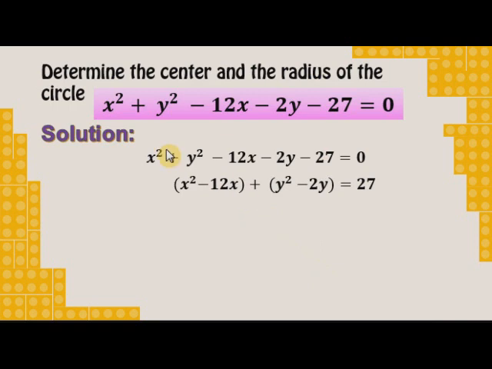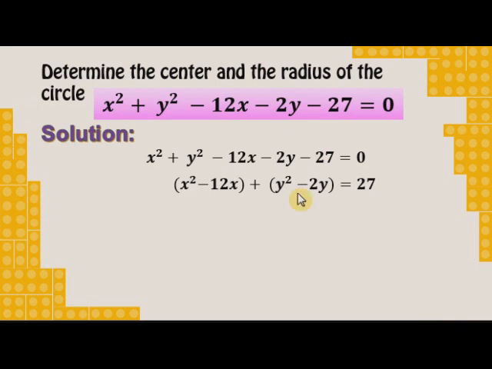and then after that, you are going to group also your x. So here we have x squared minus 12x for our first group, and y squared minus 2y on our second group. Then put a plus sign between them. So we have a group of x and a group of y, and then we are going to apply what you have reviewed earlier on our PST or perfect square trinomial.